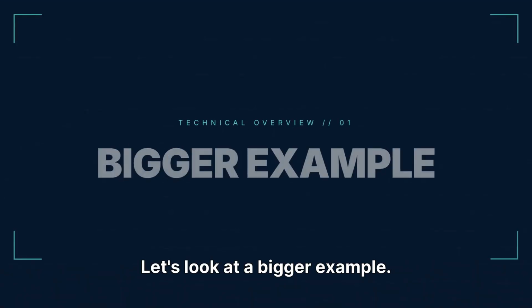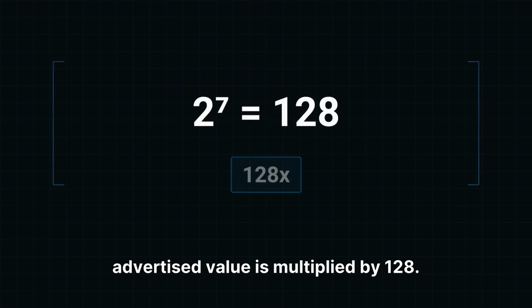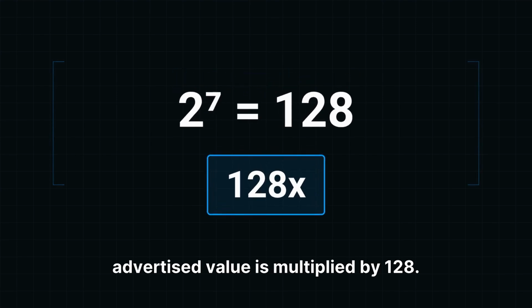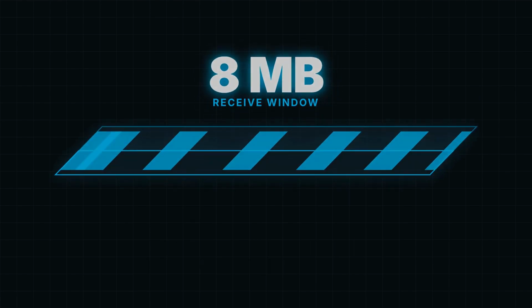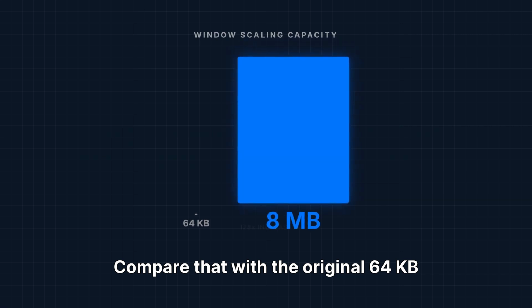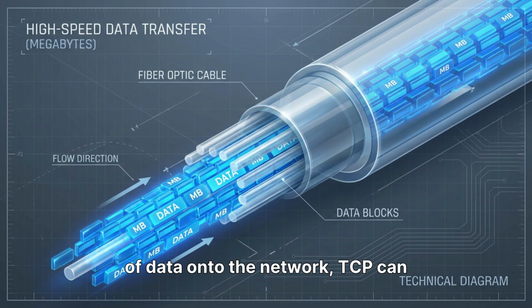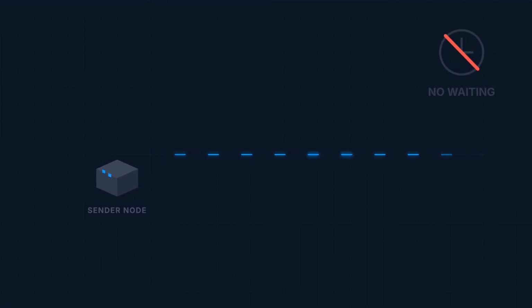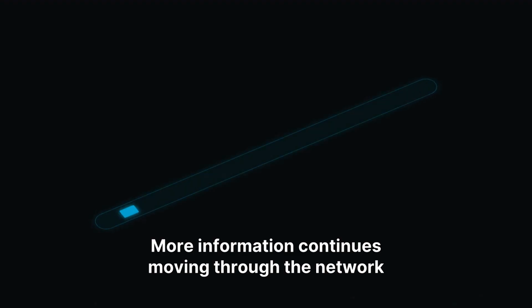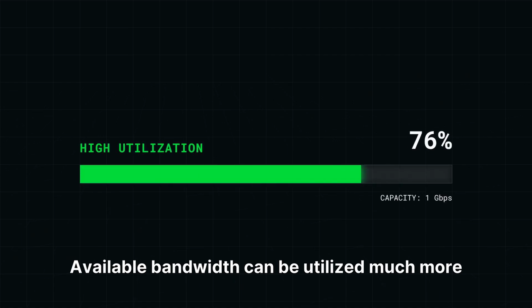Let's look at a bigger example. Suppose the scale factor is 7. A scale factor of 7 means the advertised value is multiplied by 128. Now the effective receive window becomes approximately 8 megabytes. Compare that with the original 64 kilobytes limit. The difference is massive. Instead of allowing only a small amount of data onto the network, TCP can keep several megabytes in flight. The sender spends less time waiting for acknowledgements. It is highly efficient. More information continues moving through the network efficiently. Available bandwidth can be utilized much more efficiently.